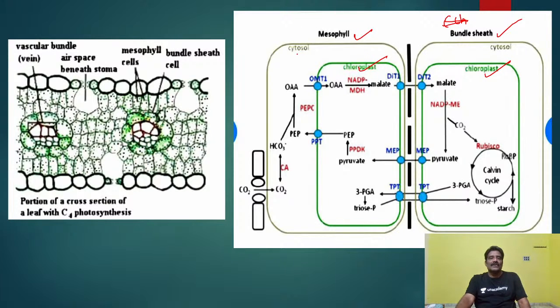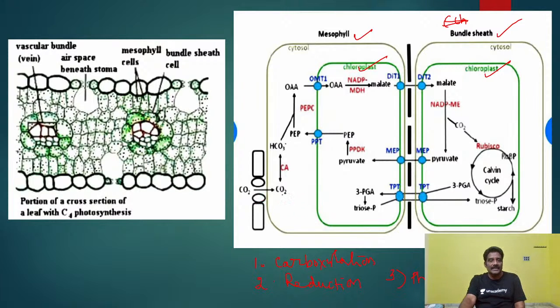Now let us start. One point you have to remember: in the C4 pathway, there are three phases. One is carboxylation, another is reduction, and then phosphorylation. That point you have to understand. There are three stages here: carboxylation, reduction, and phosphorylation.